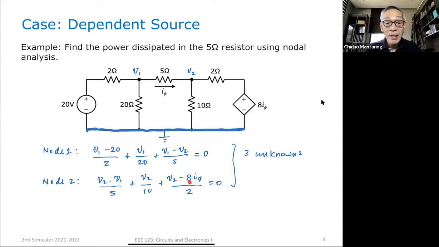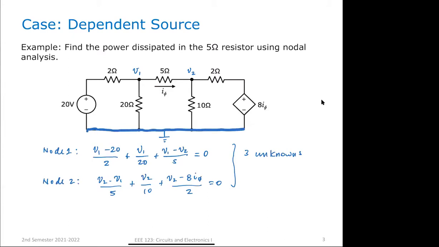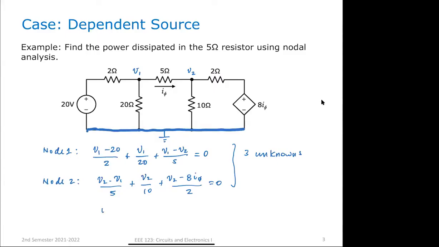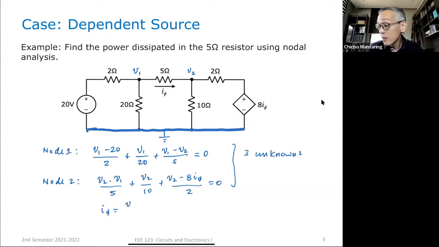But I can express this I sub v in terms of my node voltages. Can I ask you to try expressing I sub v in terms of the node voltages? V1 minus V2 over 5. That's right, that is equal to I sub v. So I sub v is equal to V1 minus V2 over 5. This is actually my third equation. So in effect, I have three equations in three unknowns, and therefore I can already solve my system of equations.